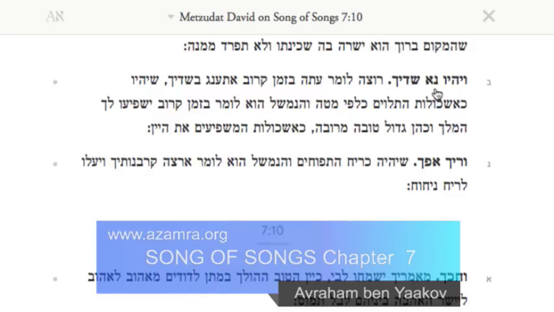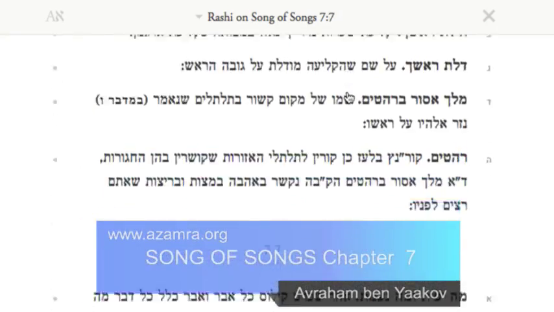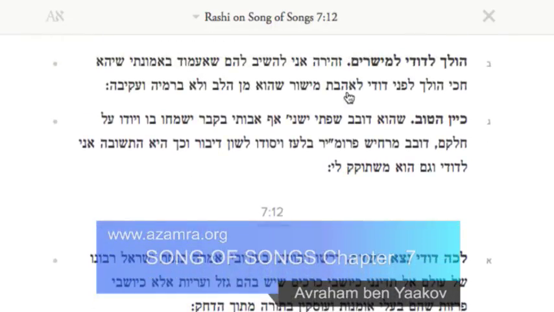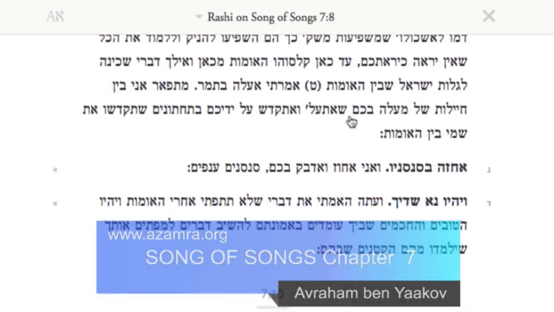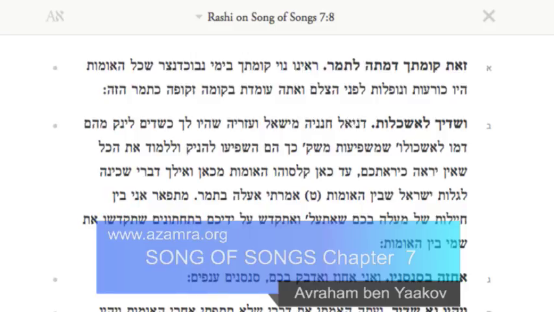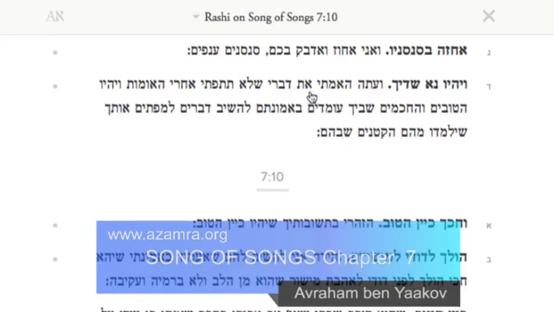And Rashi on this verse tells us that this is an appeal to her to verify what he says, to verify what he's saying to her. I would like you to justify my words. Ha'amiti et devarai. You show that these words that I have said are worthy.